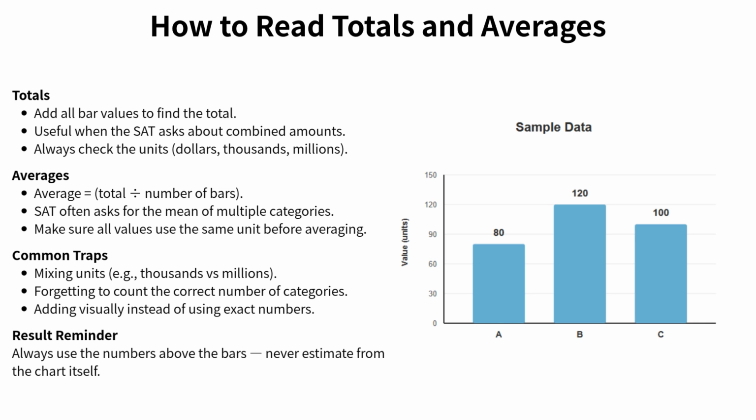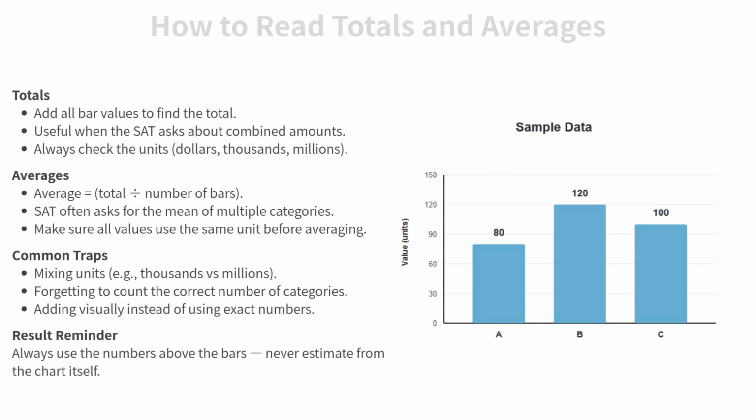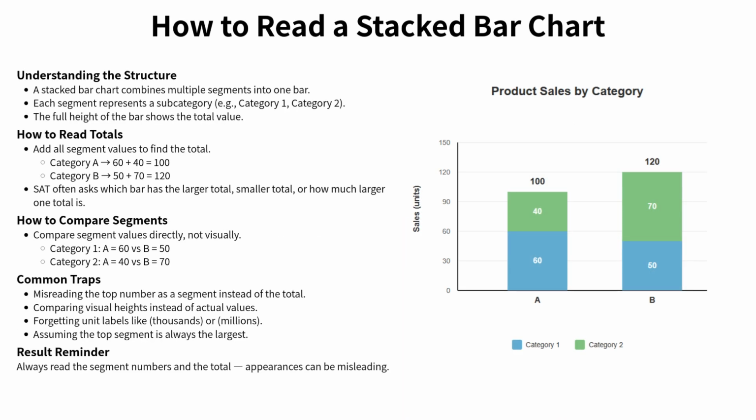Another common trap is miscounting the number of categories. If you divide by the wrong number, the average will be incorrect even if the total is right. By following these steps, read the exact numbers, check the units, and calculate carefully, you'll handle totals and averages with confidence on the SAT. Here's how to read a stacked bar chart accurately.